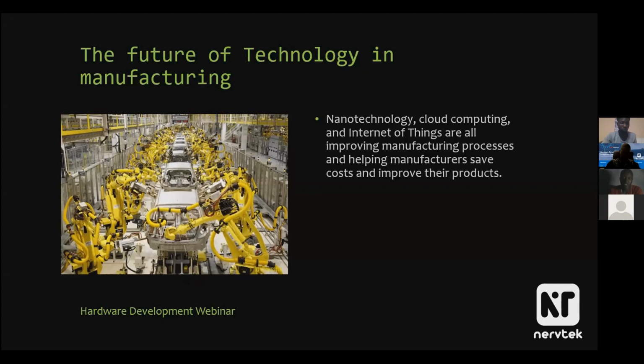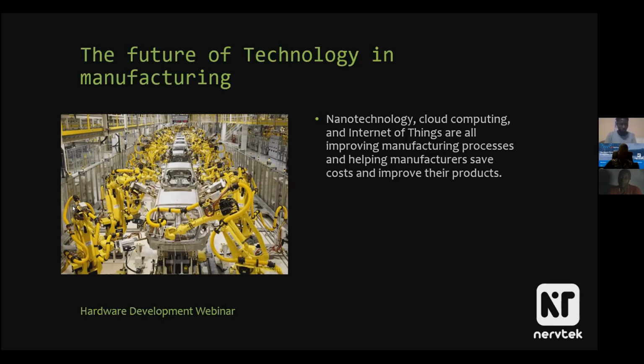So here we have robots. Robots are transforming the manufacturing industry. They have nanotechnology, you have cloud processes, helping manufacturers save costs and improve their products. So while hardware is replacing human beings, not actually completely replacing human beings, it's helping the manufacturing process to be very fast.